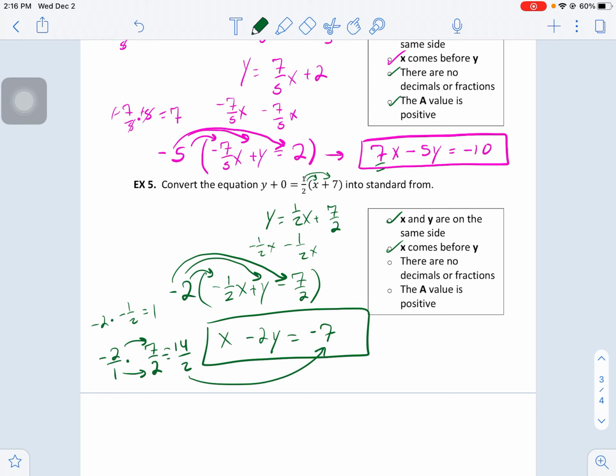All right, so this is writing standard form from both point-slope form and slope-intercept form.